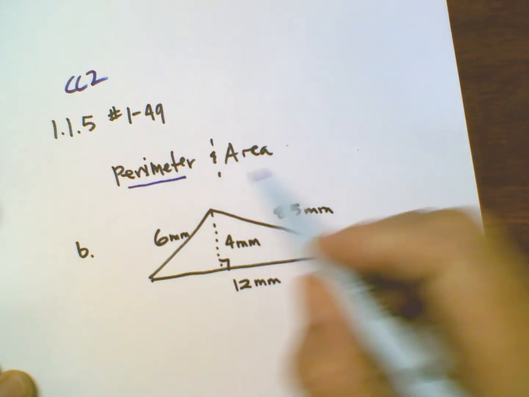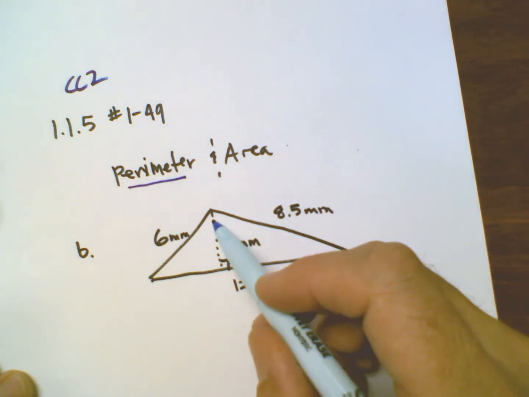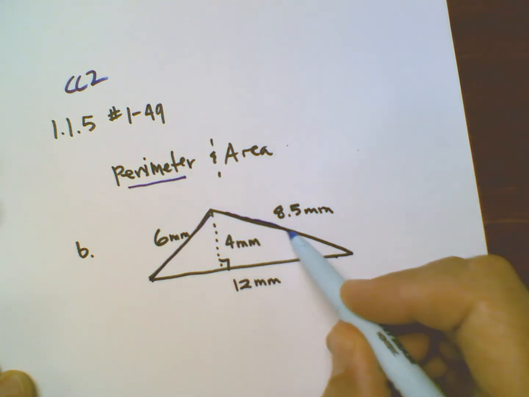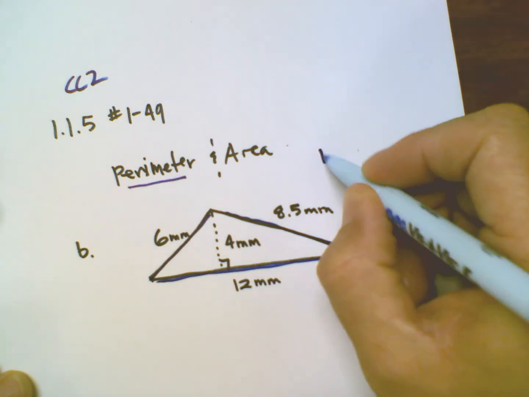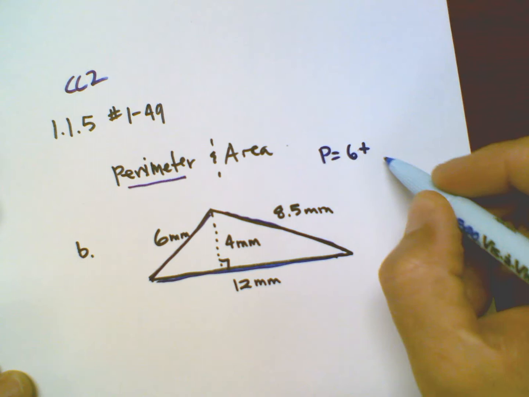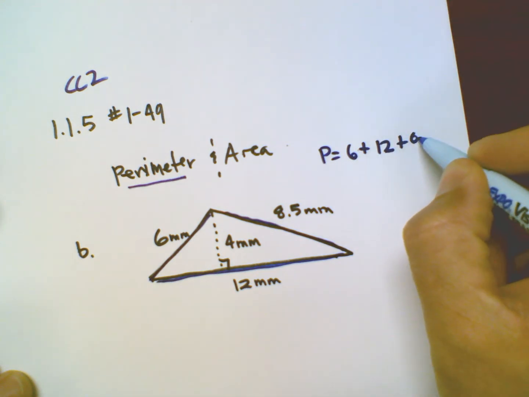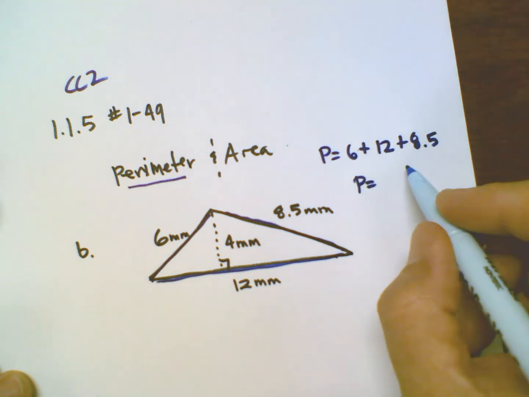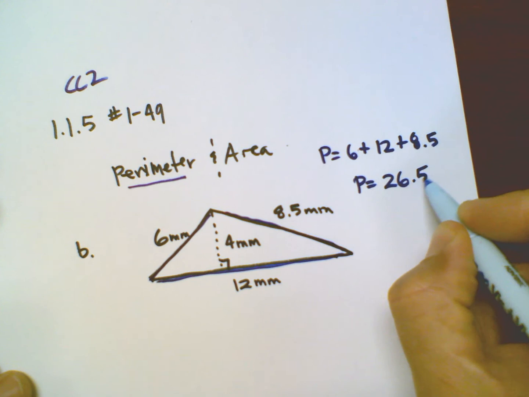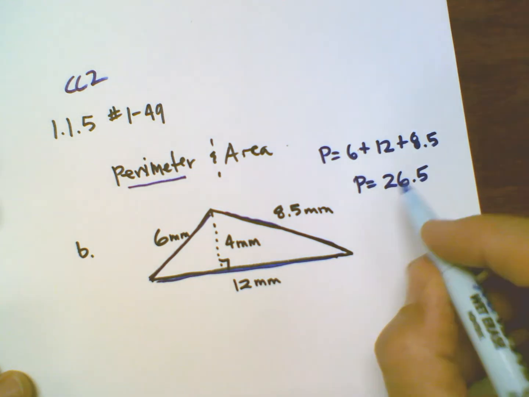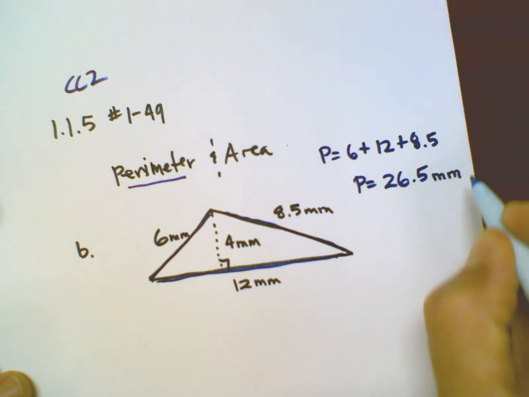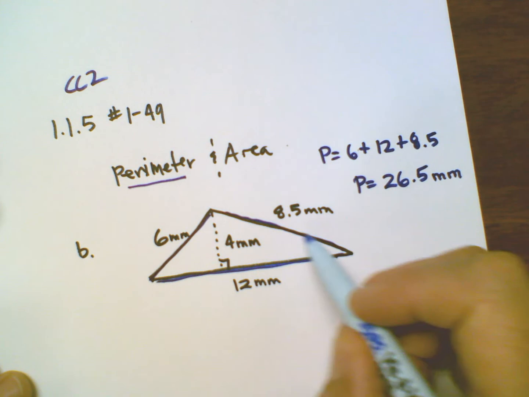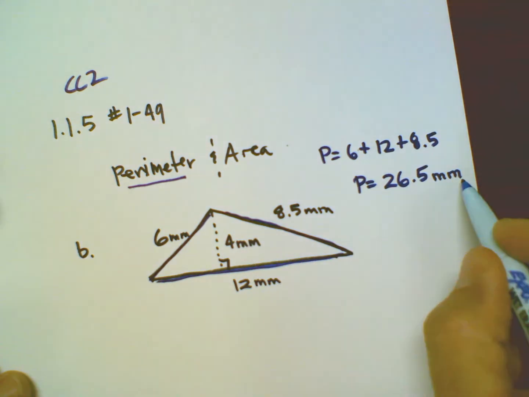So first of all, perimeter, we know. Perimeter is the distance around a figure, right? So it's just going to be the outside of the figure, adding all the sides, right? So perimeter would be 6 plus 12 plus 8.5. And when we add those together, we get 26.5. And our unit of measure here is mm, which is millimeters. And it's linear, meaning it's just distance. So you don't do any squares or anything, you just put millimeters.